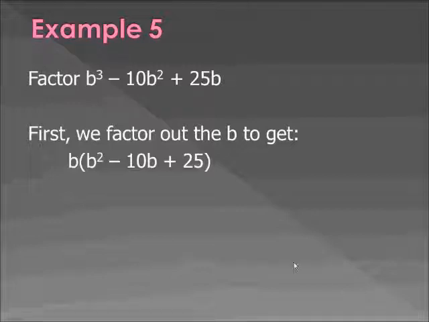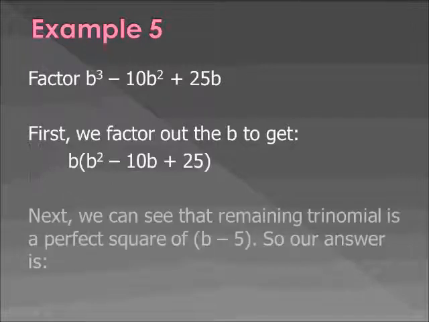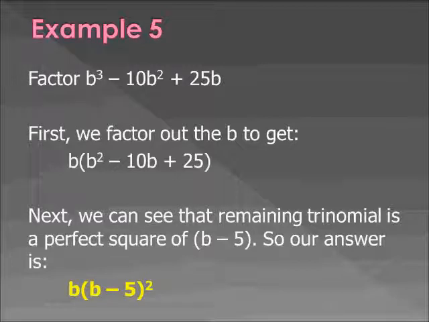Now again, you'll want to identify that this inside here is a perfect square trinomial of b minus 5. So your answer becomes b times the quantity b minus 5 squared. So you might have to perform multiple steps in some of these problems to get it to its simplest factored form.